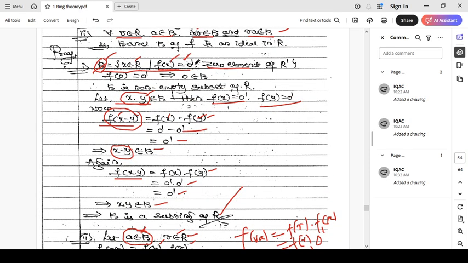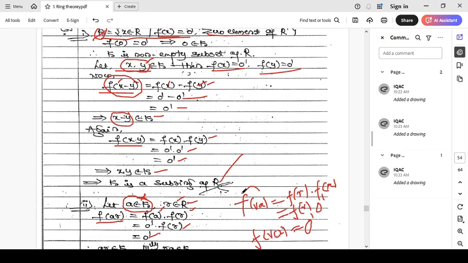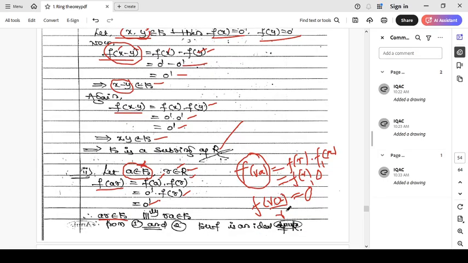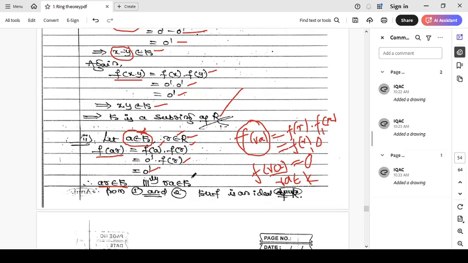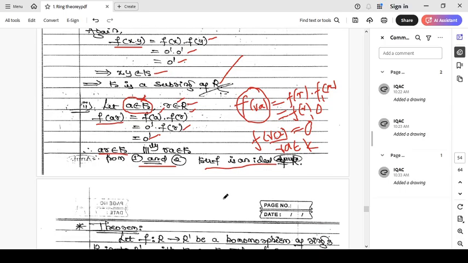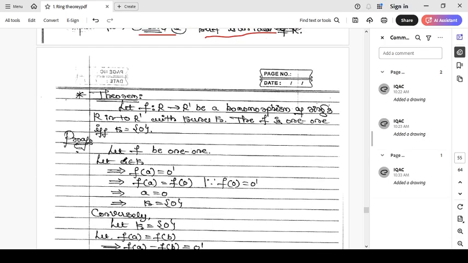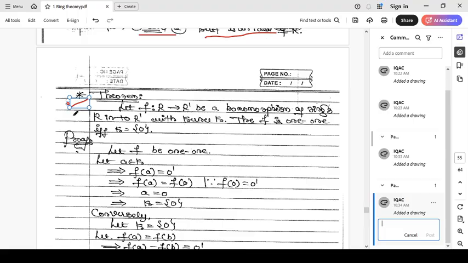So 0 dash means K is what here? f of x is 0 dash. So we have assumed f of ra, and f of ra is equal to 0 dash we are getting. It means ra belongs to what? K. So this is how we need to show that K is an ideal. Therefore from equations 1 and 2 I can say that kernel f is an ideal of R. So this is the procedure to show that the kernel is a subring and the kernel is an ideal. Okay, so next we move on to the next theorem.